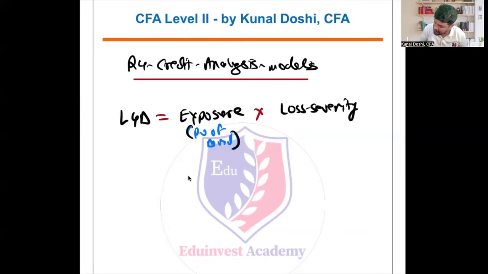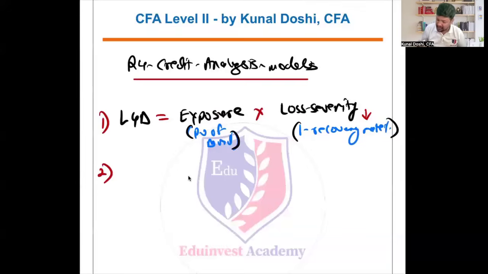Sometimes they give you loss severity, or sometimes they give you the recovery rate. So you know 1 minus recovery rate percentage is your loss severity. So if they don't give you loss severity, you can utilize 1 minus recovery rate. That is my first formula I need.